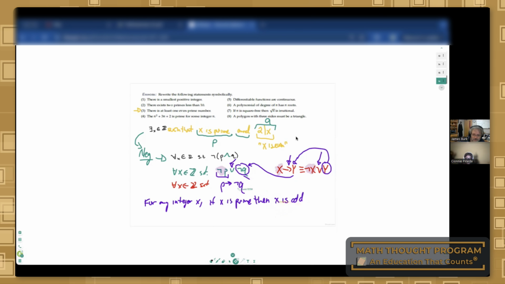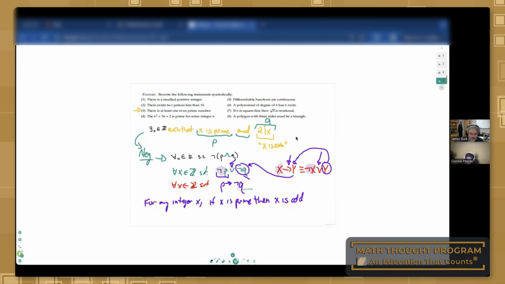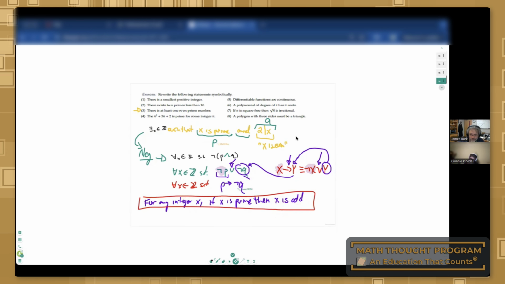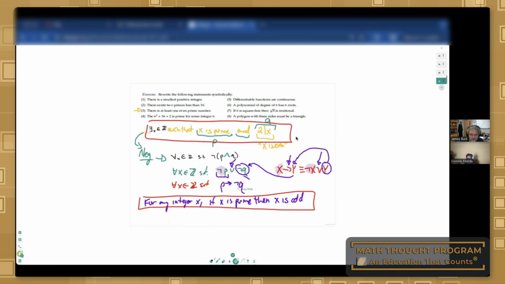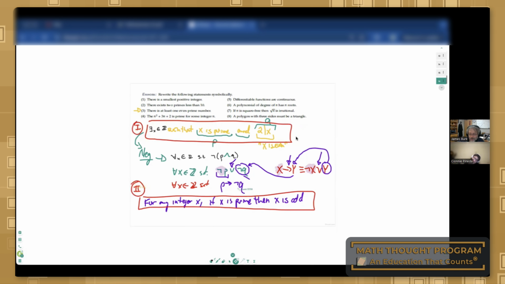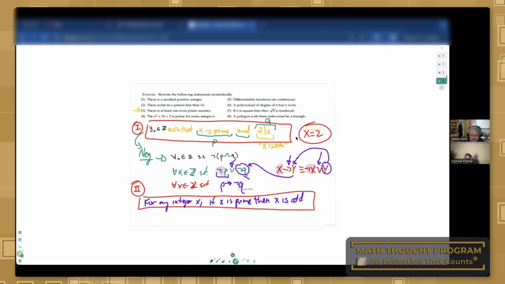So which statement's true? It can't both be true. Is it this one or is it this one? One or two. One. One's true. Absolutely. Because again, 2 is prime and it's even. So the phrase, if x is prime, then it's odd, that's false.